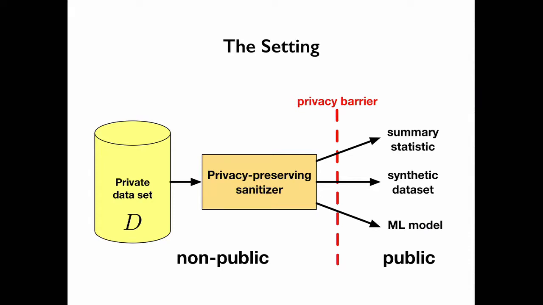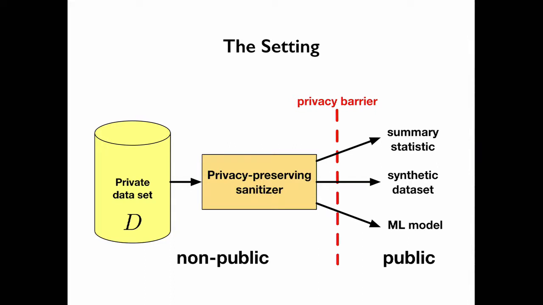So a sanitizer is something which takes as input a private data set and then outputs stuff about the data sets, let's just say, right? So it can output things like a summary statistic, it could output a synthetic data set, or it could output some machine learning model that it calculated out of the data set, and so on and so forth, okay? And between the sanitizer and whatever comes out of it, there's a privacy barrier, right?